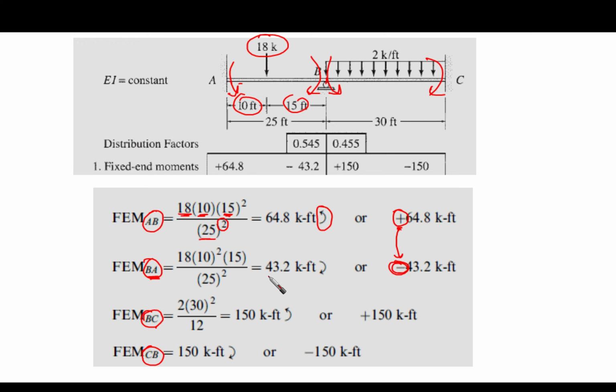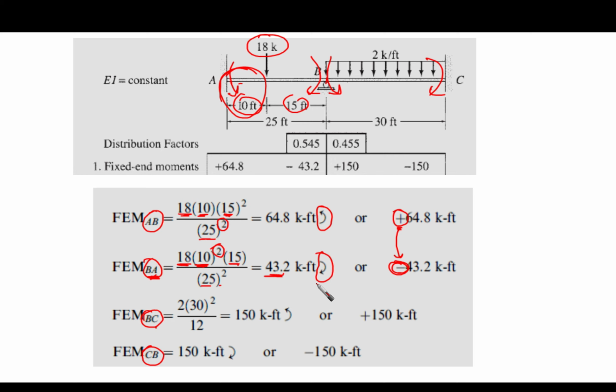But in order to get the value or the magnitude of the moment here, which is fixed end moments, BA is going to be 18 times 10 to the power 2. Okay, this is the shorter span here because we are talking about this moment. So we're taking the other span, the shorter span, times 15 over 25 to the power 2. Then we have this magnitude, which is 43.2, and it is negative because it is clockwise.